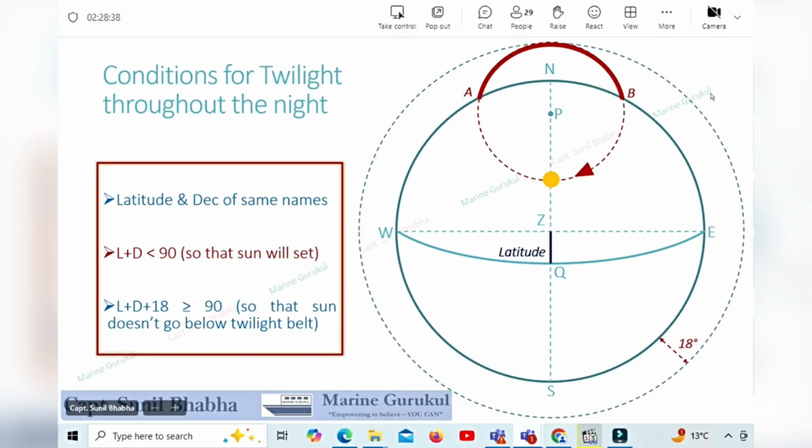So that completes our twilight topic also. Sometimes you get a straight question on this: what are the conditions for twilight throughout the night? So this is the answer. These three conditions you have to write down. Okay, great. So I'm closing the presentation now.